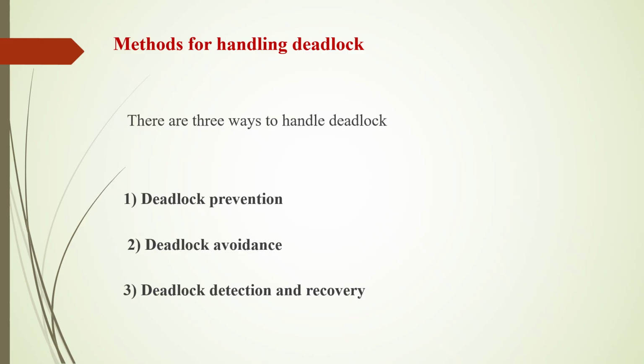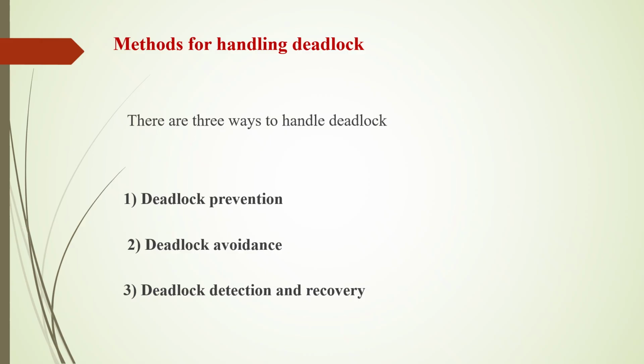The second one is deadlock avoidance. In this method, the operating system carefully checks every resource request before granting it. A resource is allocated only if the system remains in a safe state. If granting the request could lead to a deadlock, the request is denied. A well-known algorithm used for deadlock avoidance is the banker's algorithm.